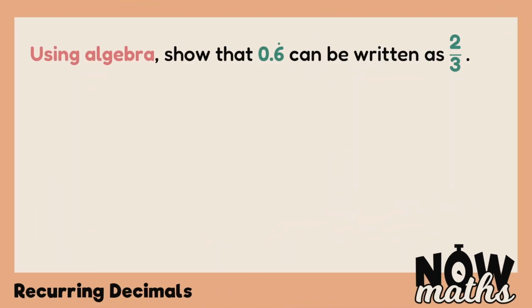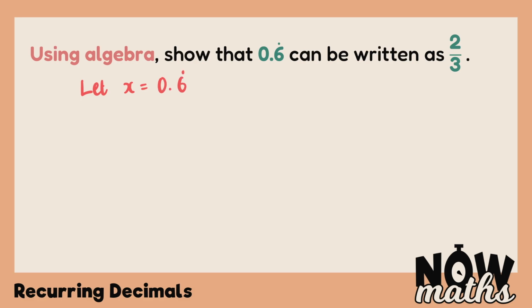So let's start by using algebra to show that 0.6 recurring can be written as 2/3. All the questions we'll answer today will use the same algebraic method, and the working is extremely important for questions like these. We're going to start by labelling the decimal 0.6 recurring as x, and in maths we're going to write that we're going to let x equal 0.6 recurring.